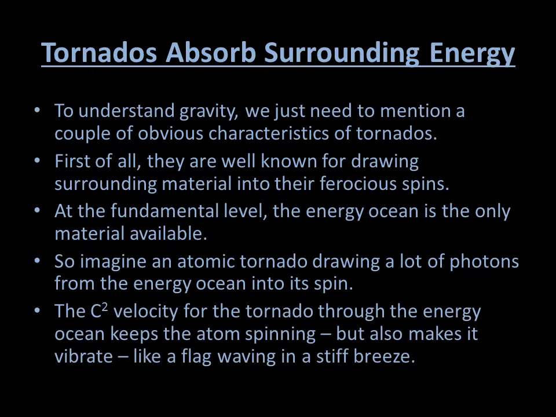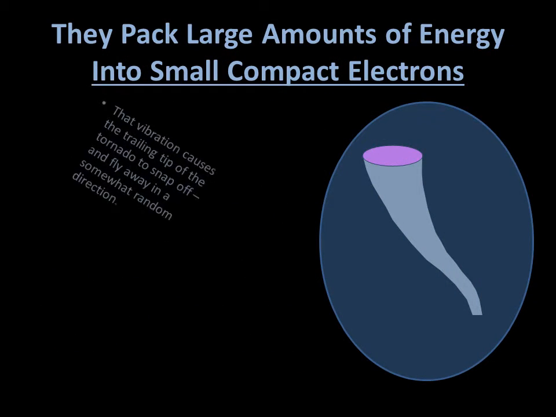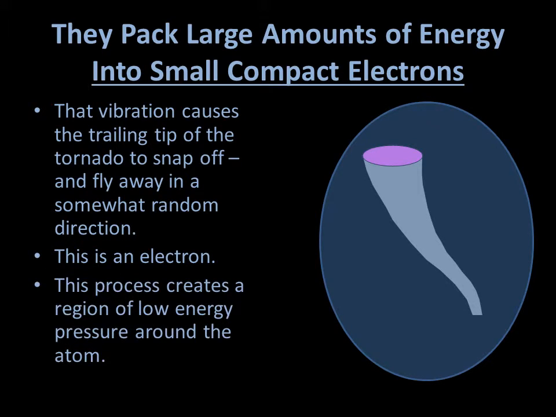The c-square velocity for the tornado through the energy ocean keeps the atom spinning, but it also makes it vibrate like a flag waving in a breeze. That vibration causes the trailing tip of the tornado to snap off and fly away in a somewhat random direction. This is an electron. Now, this process creates a region of low energy pressure around the atom.